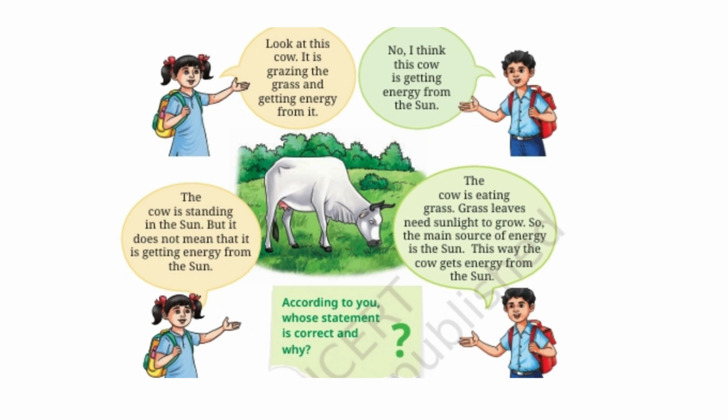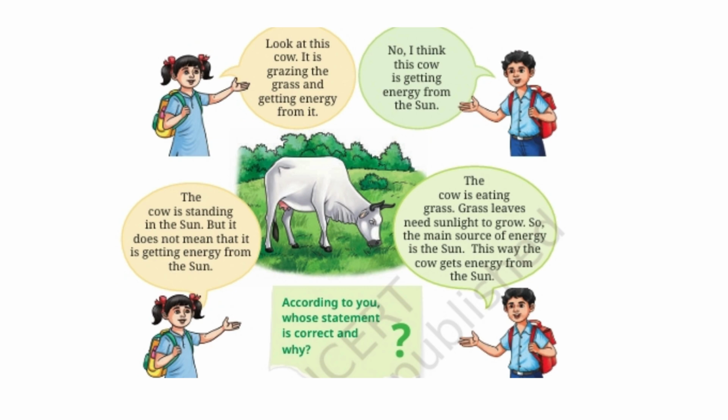Next, Bhumi said, the cow is standing in the sun. But just because it is standing in the sun, that does not mean it is getting energy from the sun. Then Surya said, the cow is eating grass. Grass leaves need sunlight to grow. So the main source of energy is the sun. This is the way the cow gets energy from the sun.